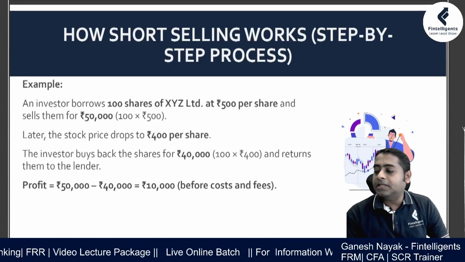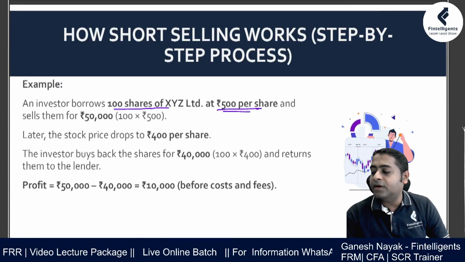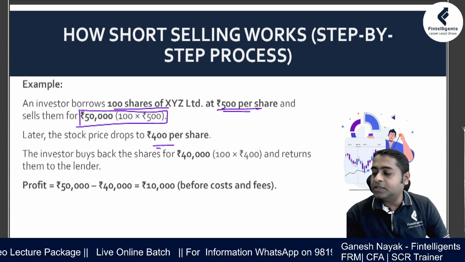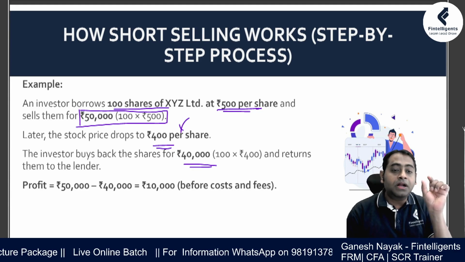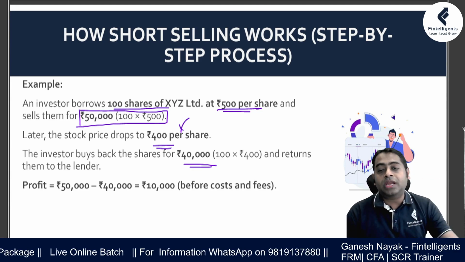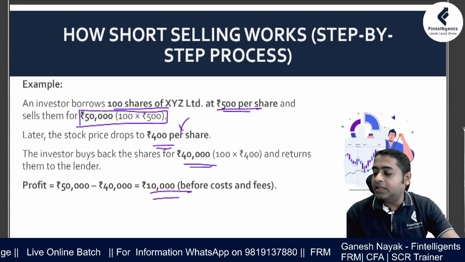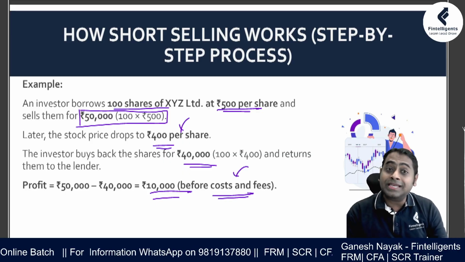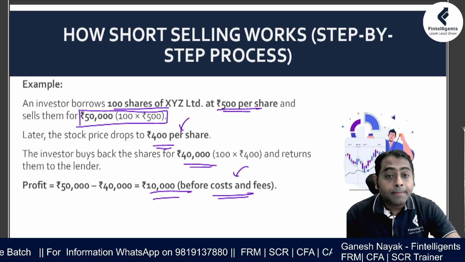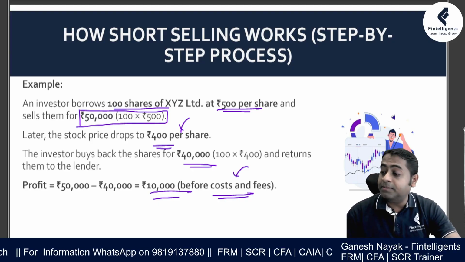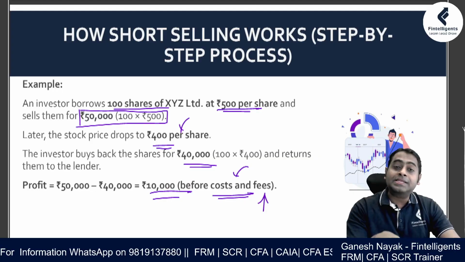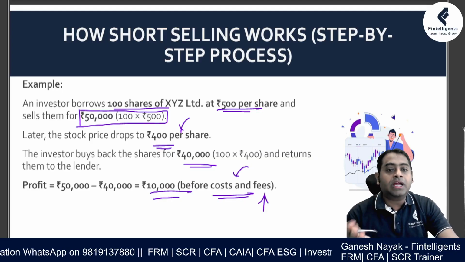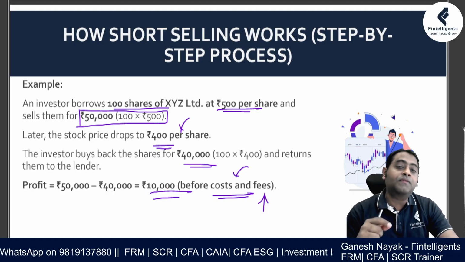Look at the example. I have short sold 100 shares at 500 rupees. That means my total short selling amount is 50,000. The stock price goes to 400, so I'm going to make 100 rupees per share, right? That is going to be 10,000. Obviously, there's going to be some cost and fees. What is the cost? Brokerage cost, transaction cost that I'll have to pay. Plus, there could be some other fees also. A broker has lent you that stock, so he might charge a fee for lending it. That also has to be removed. Then only the profit is calculated.